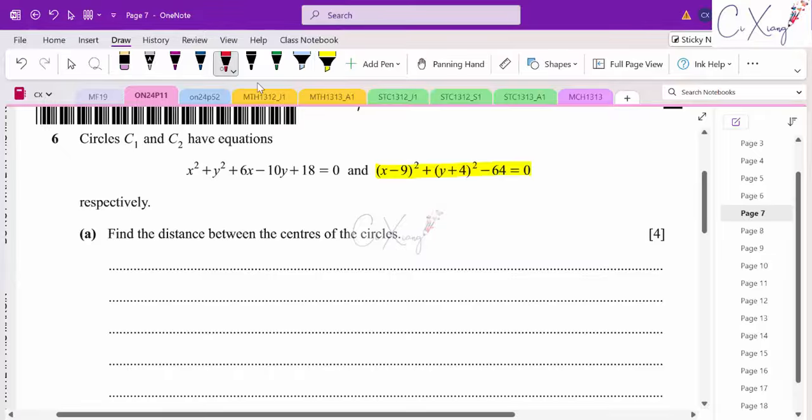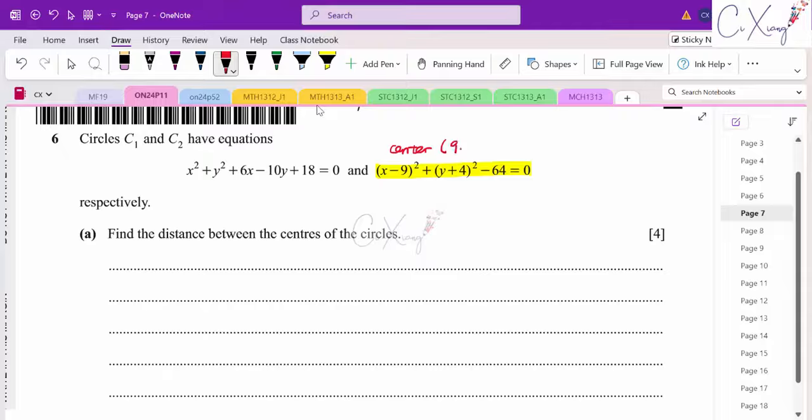Okay, for the first circle here, I already know that the center basically is 9 and also negative 4. Okay, because you let x minus 9 equals to 0, so you get a 9. Y plus 4 equals to 0, you get a negative 4. So this is basically your center. Alright, and after that, if you move the 64 over, become equals to 64. Can be written as 8 squared, which means that your radius for this second circle is equals to 8. This is so far what we can get from this particular circle equation.